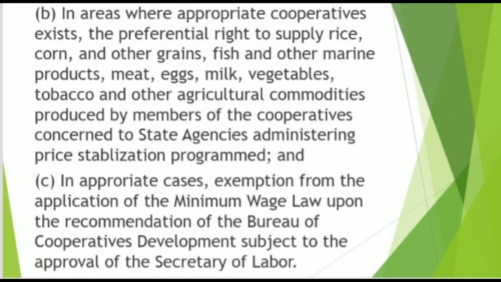B. In areas where appropriate cooperatives exist, the preferential right to supply rice, corn and other grains, fish and other marine products, meat, eggs, milk, vegetables, tobacco, and other agricultural commodities produced by members of the cooperatives concerned to state agencies administering price stabilization programs, and C. In appropriate cases, exemption from the application of the minimum wage law upon the recommendation of the Bureau of Cooperatives Development, subject to the approval of the Secretary of Labor.